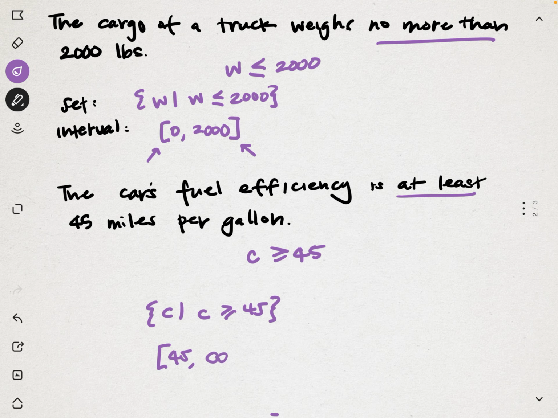And then anytime we do infinity or negative infinity, we can't actually reach that, so we're going to put parentheses here. So we're going to note parentheses on negative infinity or infinity.